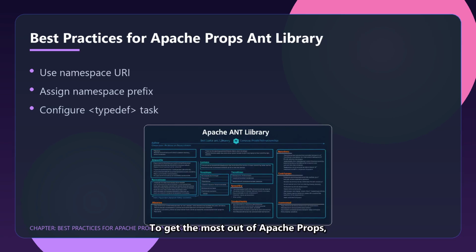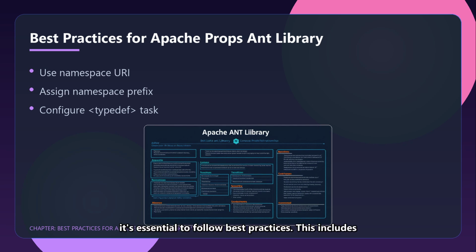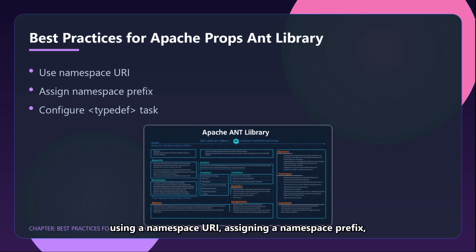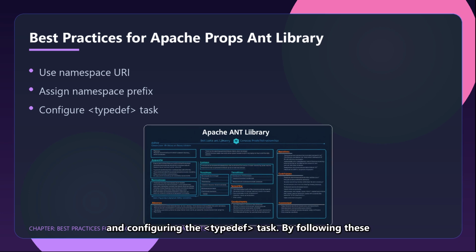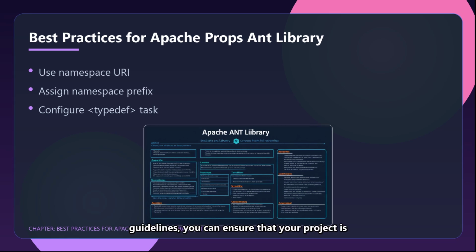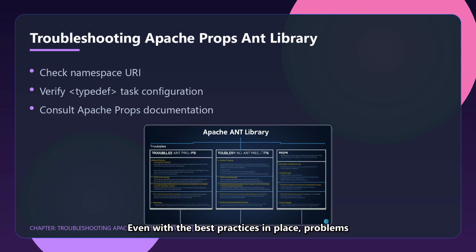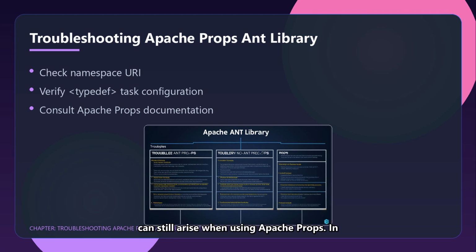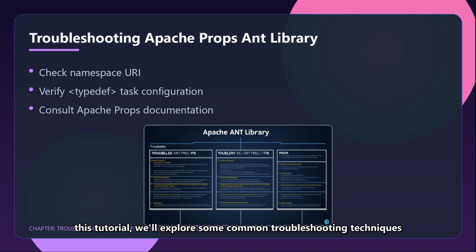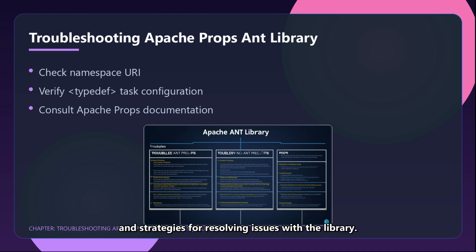To get the most out of Apache Props, it's essential to follow best practices. This includes using a namespace URI, assigning a namespace prefix, and configuring the typedef task. By following these guidelines, you can ensure that your project is well organized and easy to maintain. Even with the best practices in place, problems can still arise when using Apache Props. In this tutorial, we'll explore some common troubleshooting techniques and strategies for resolving issues with the library.